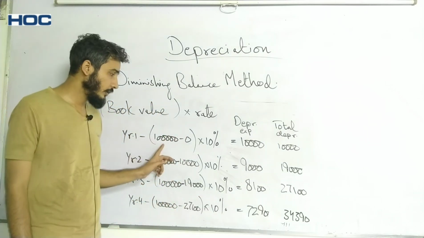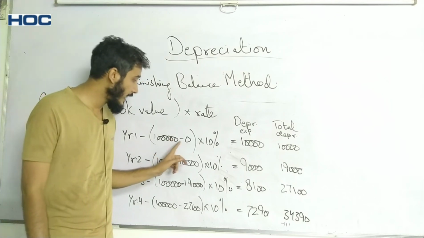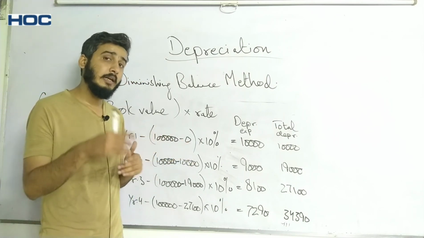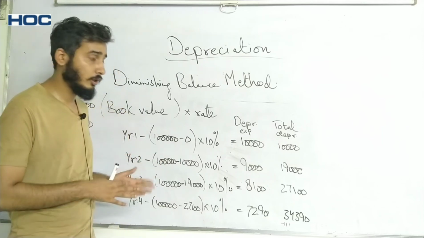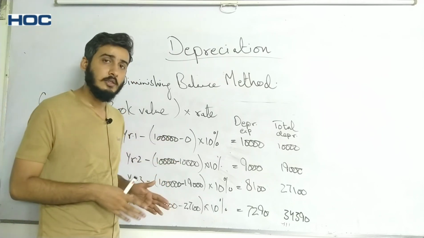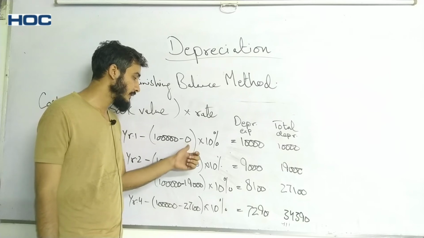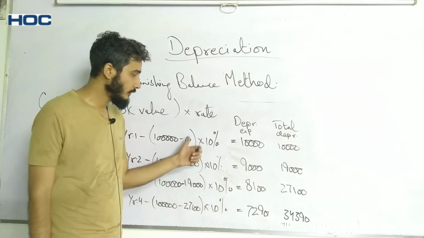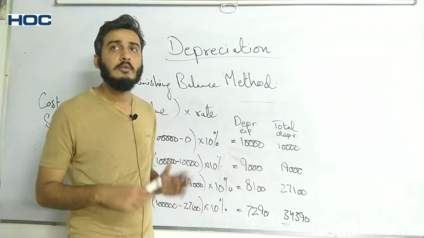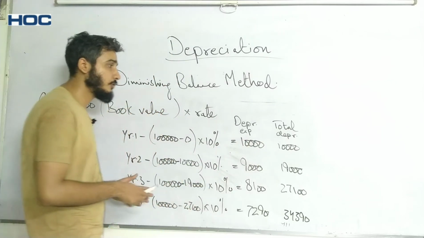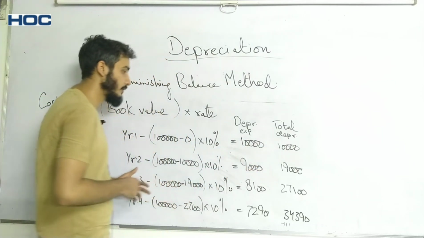So here in year 1, we have 0 depreciation because the year is going to end, it has not ended yet. Therefore, we are going to have the depreciation for the first time. That is why we will deduct 0 depreciation and then multiply by 10%. So here we have 10,000 for the year. Then we have the total depreciation at 10,000 as well.